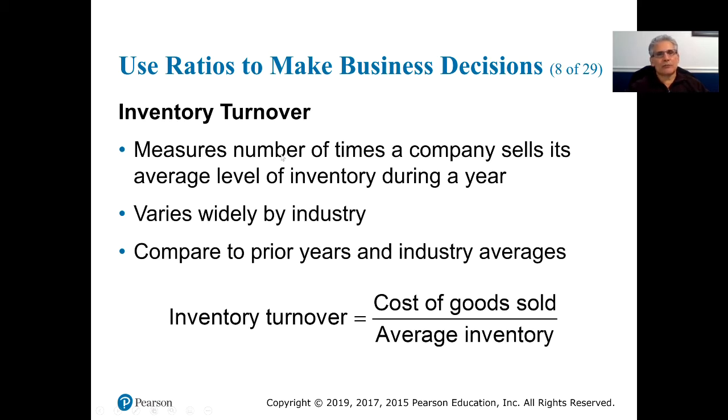Inventory turnover measures the number of times a company sells its average level of inventory during a year. This varies widely by industry. And again, we're going to compare to prior years and to industry average. So we're going to take the inventory turnover for one year and compare it to prior years and/or to industry average. The formula is: inventory turnover is equal to the cost of goods sold divided by the average inventory.